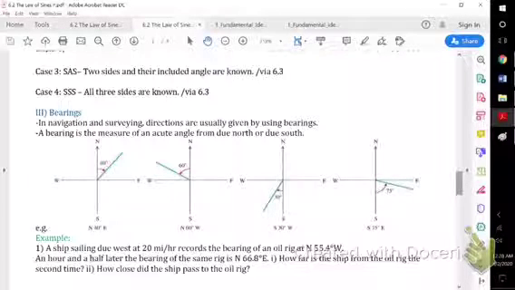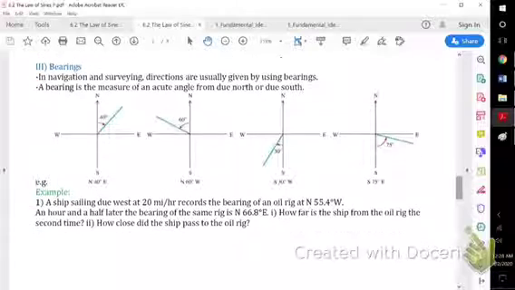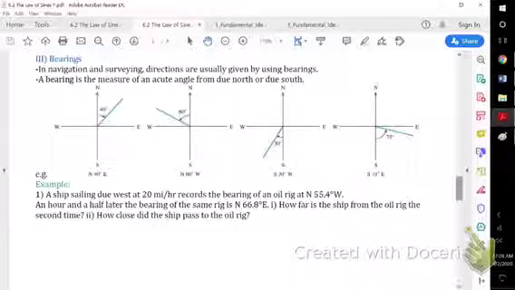So let's move on to part 3 here, where we talk about bearings. Some of y'all may have talked about bearings in your physics class. It says that bearings are used in navigation and surveying, and the directions there are usually given by using bearings. So a bearing is a measure of an acute angle from due north or due south.